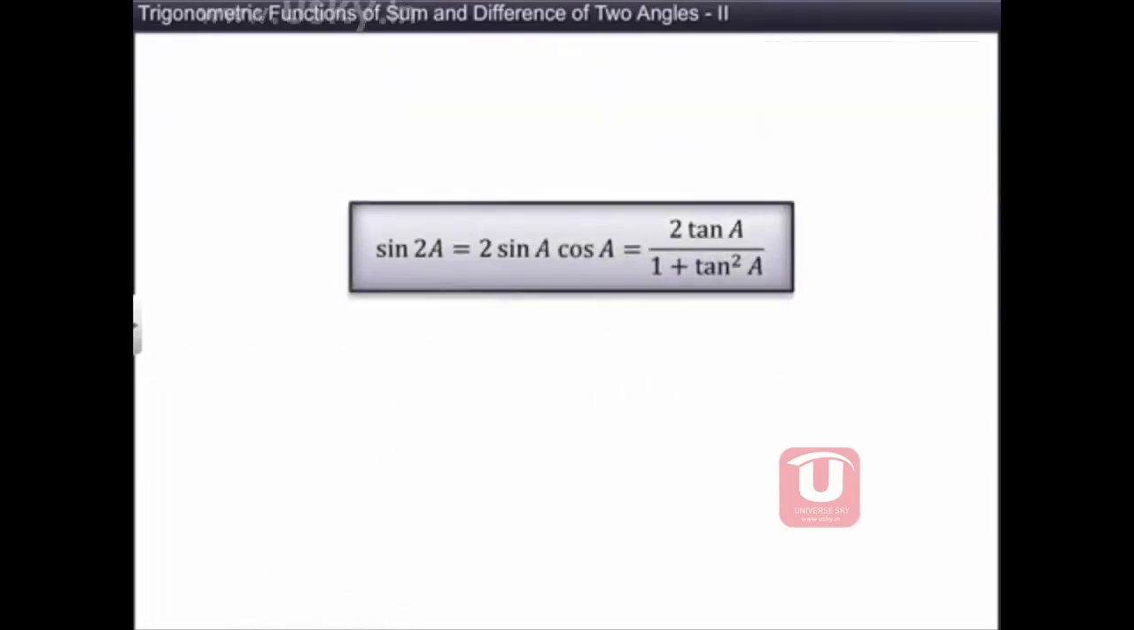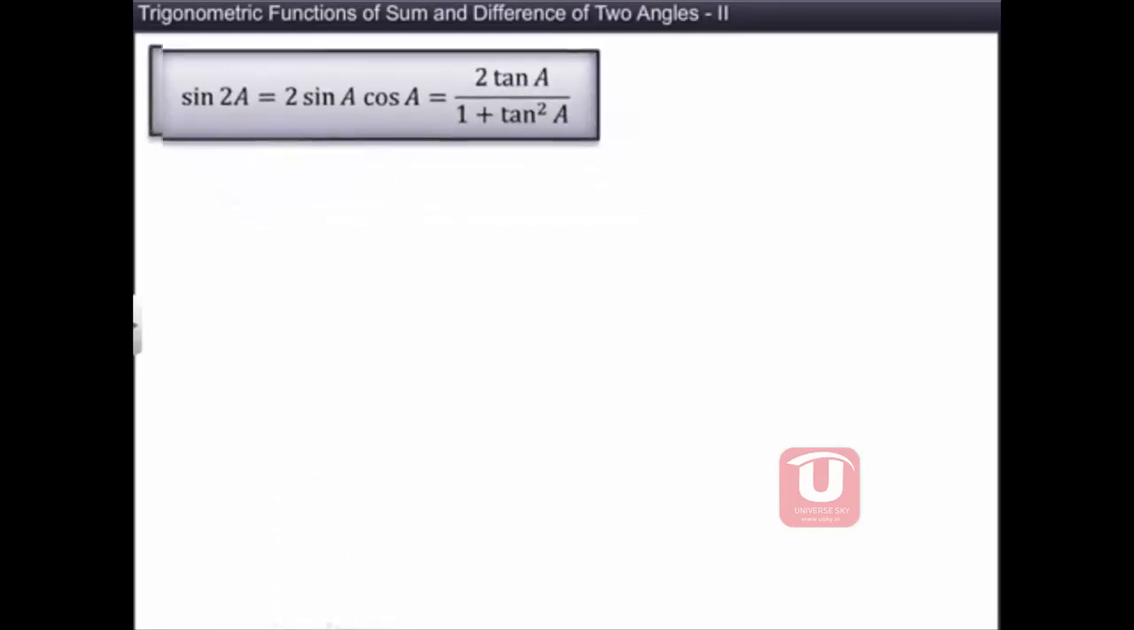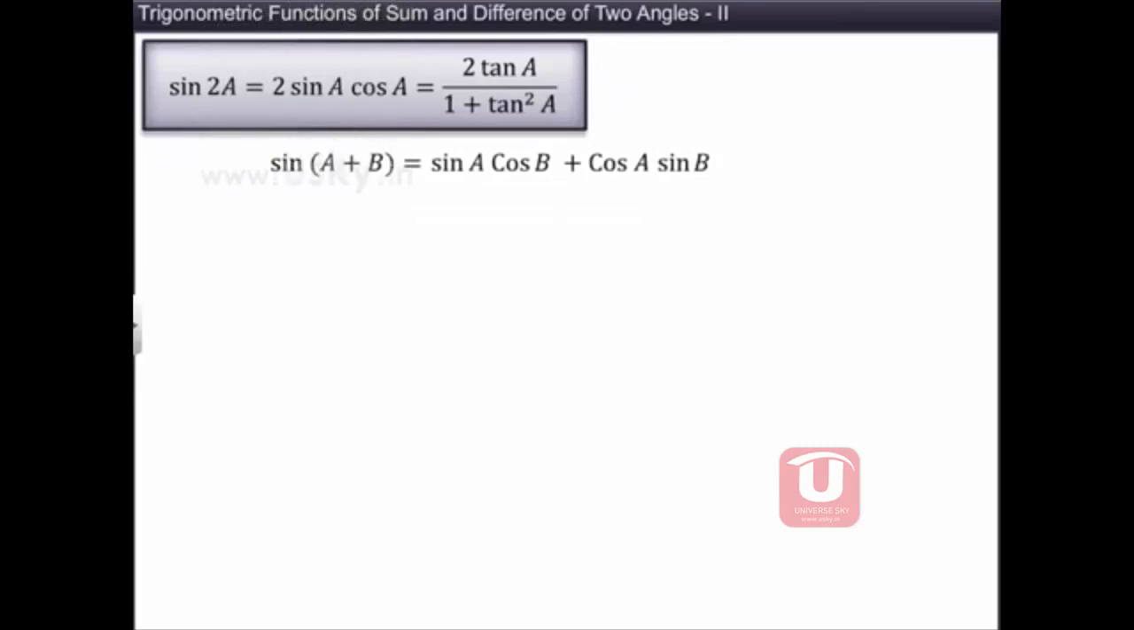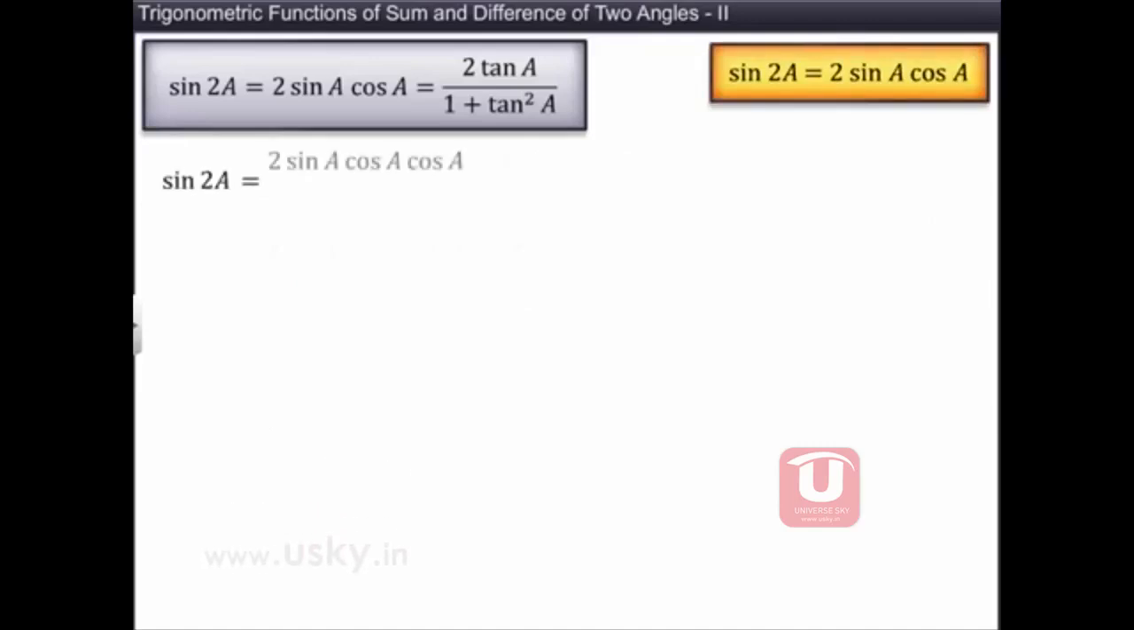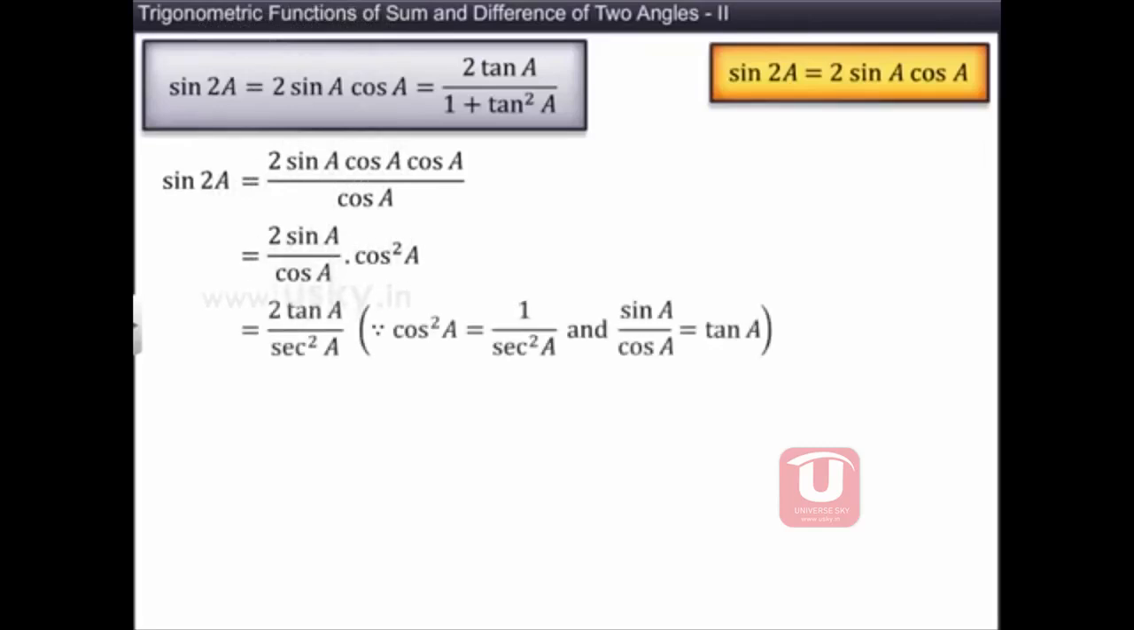Let us now prove the result sin 2A is equal to 2 sin A into cos A, which is equal to 2 tan A divided by 1 plus tan square A. Recall that sin of A plus B is equal to sin A into cos B plus cos A into sin B. Replacing B by A, we get sin 2A is equal to 2 sin A into cos A. Now multiplying and dividing by cos A, we get 2 sin A by cos A into cos square A, which is equal to 2 tan A divided by secant square A. It implies that sin 2A is equal to 2 tan A divided by 1 plus tan square A.